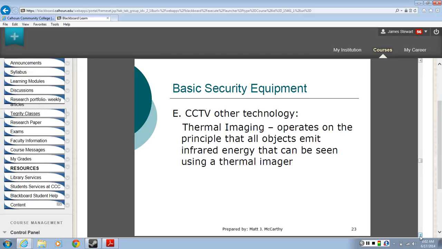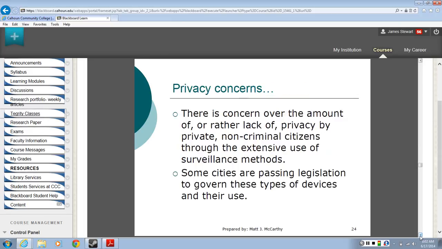Very high-tech facilities, top-secret facilities use thermal imaging and night vision cameras and things like that. So, there's a lot of things we can do to protect the physical structure of a facility in order to make it secure. Just to also understand, however, that there is a concern over the amount of or lack of privacy by private, non-criminal citizens through extensive use of these surveillance methods.